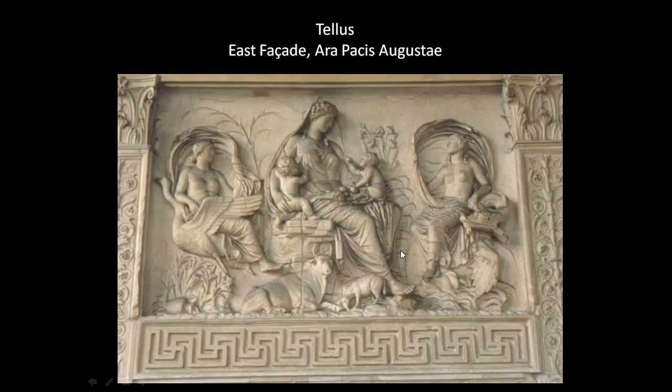Tellus is the earth, and then here with the sea serpent, the sea. So you have all aspects of this planet being referenced. What does any of this have to do with Augustus? Basically, it has to go back to this idea of Rome thriving, of peace and prosperity.